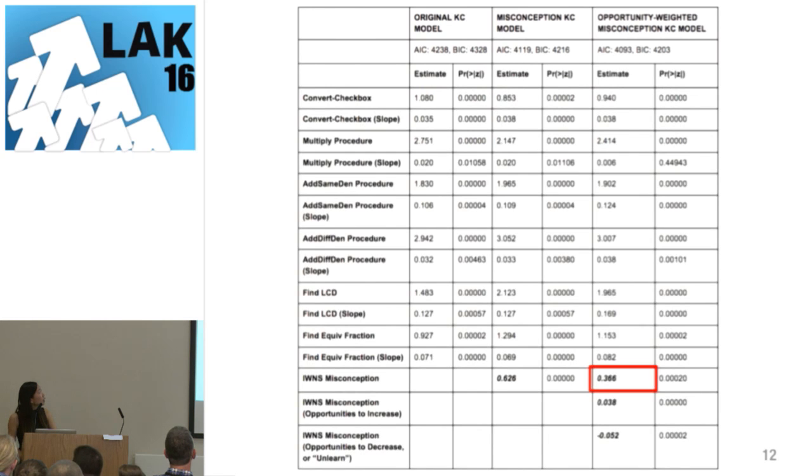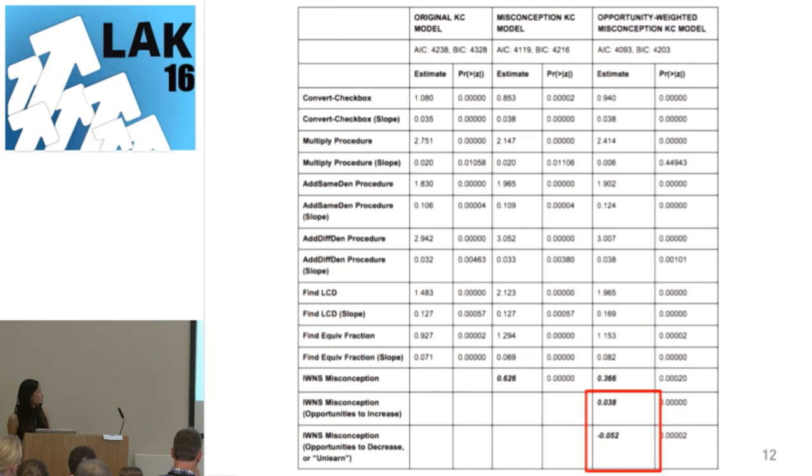Okay, so if we add in the opportunity-weighted aspects of the misconception KC, you can see that it further improves the fit of the model to data. And interestingly, you can see that it lowers the initial estimate, like the intercept estimate for the misconception, but it shows some interesting, significant effects of the opportunities to proliferate it or unlearn it.